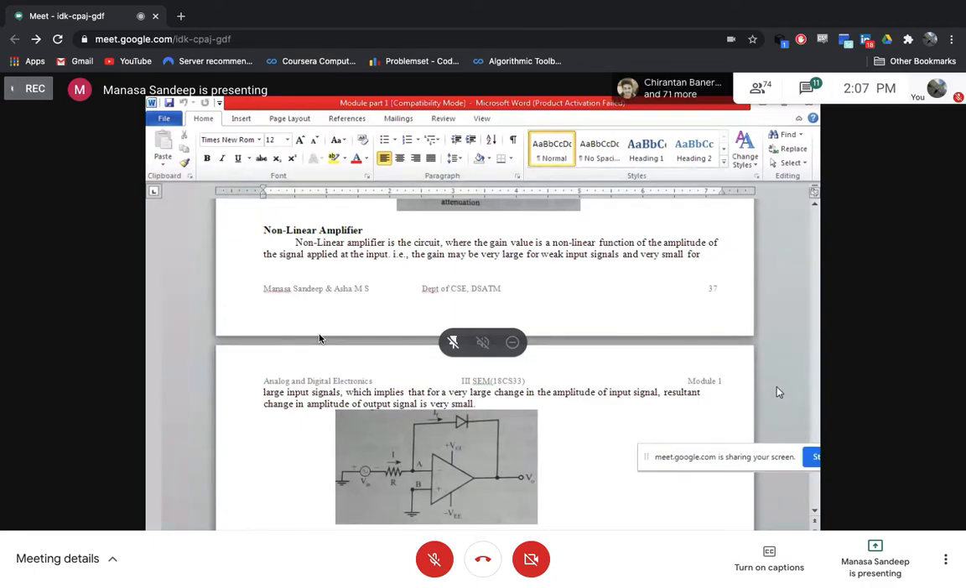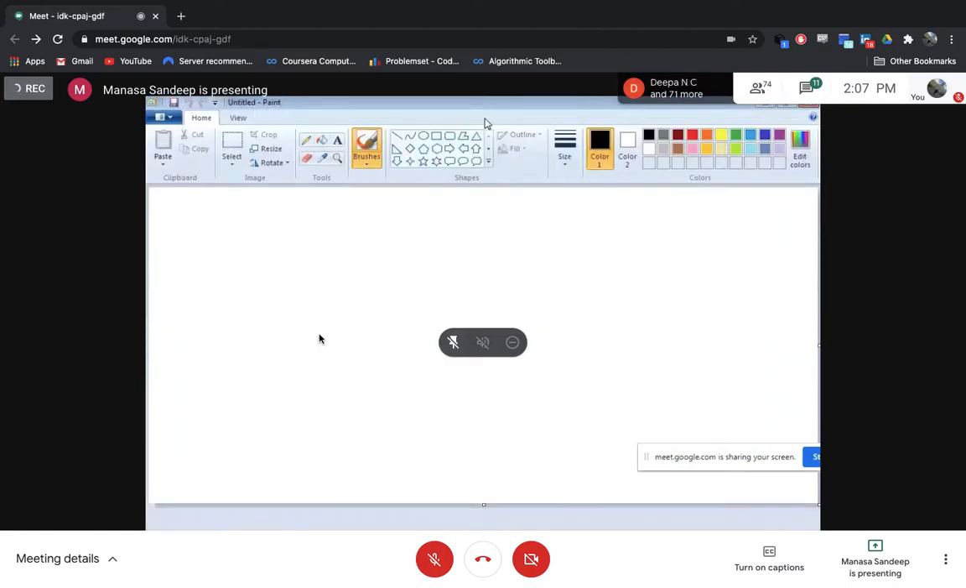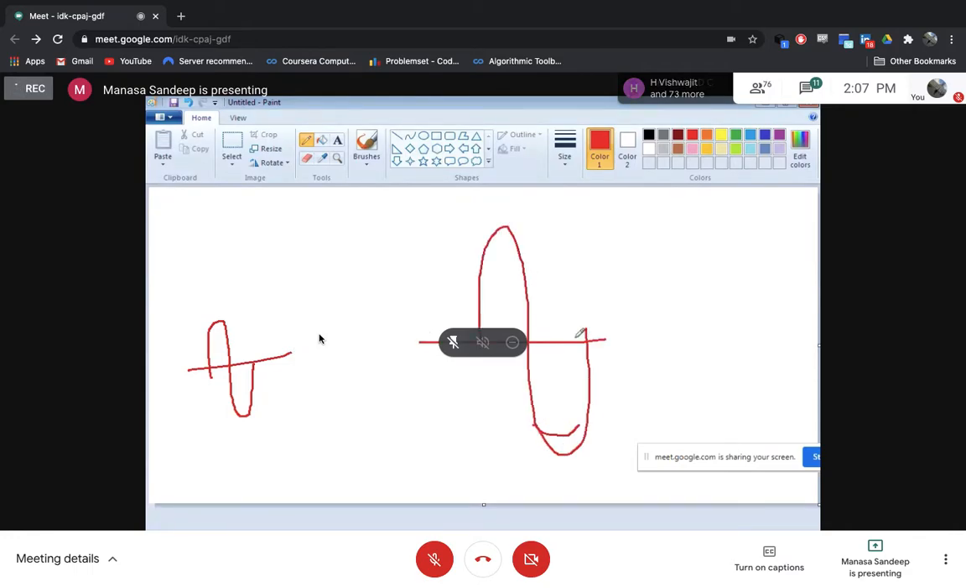The next application is the nonlinear amplifier. What exactly is this nonlinear amplifier? See guys, amplifier we know. Okay, so what is the job of this amplifier? So amplifier is the one which is going to strengthen your signal. Okay, so strengthen your signal. If this is your input, then after amplification, it will increase your amplitude. This is what, in simple terms, we can define as an amplifier.